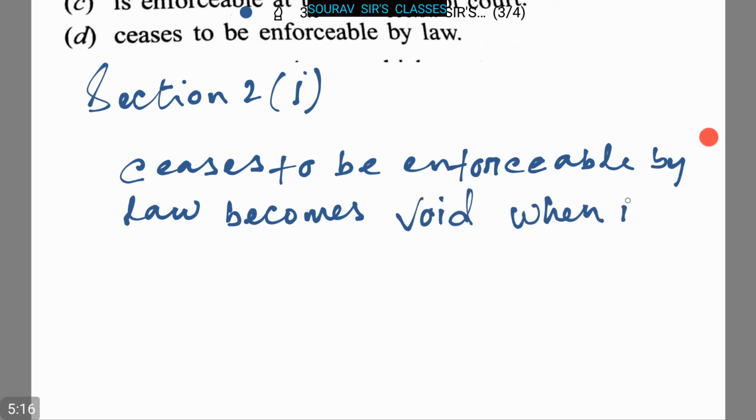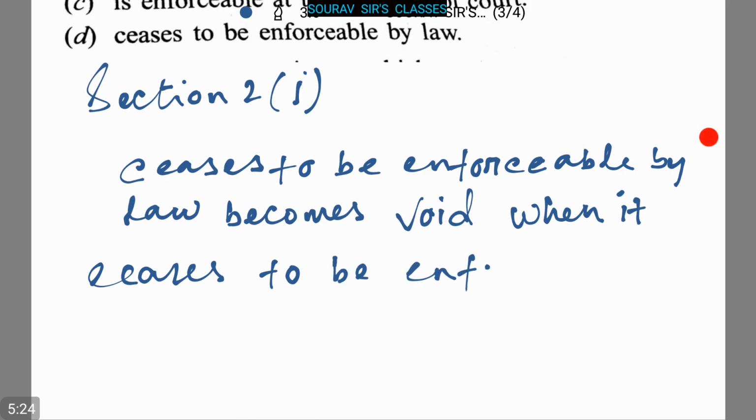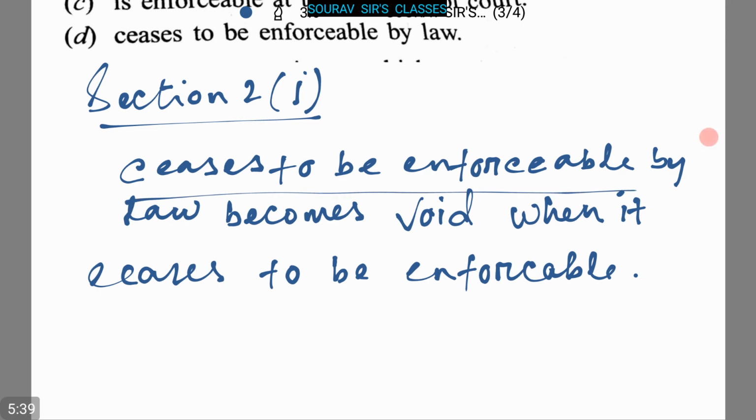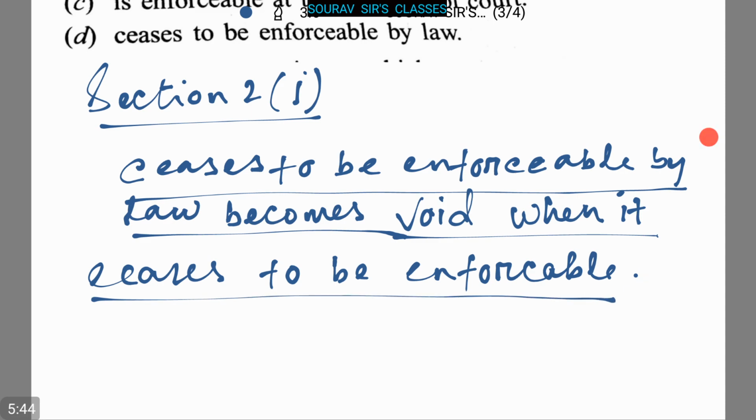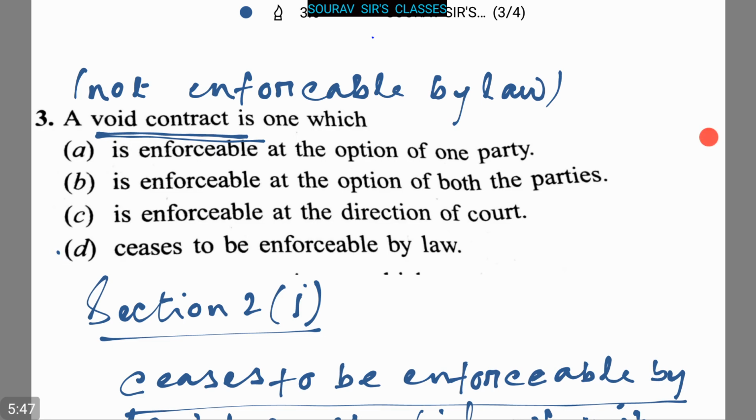It becomes void when it ceases to be enforceable. So as section 2(j) states, a void contract is a contract which ceases to be enforceable by law, becomes void when it ceases to be enforceable. So here our option D is correct, that is ceases to be enforceable by law. So a void contract is one which ceases to be enforceable by law.